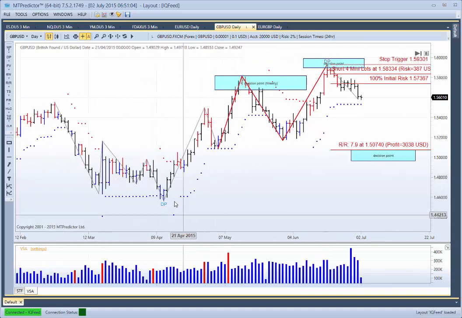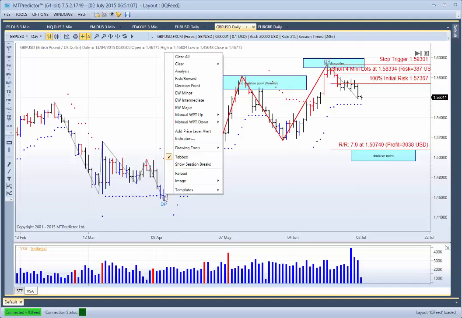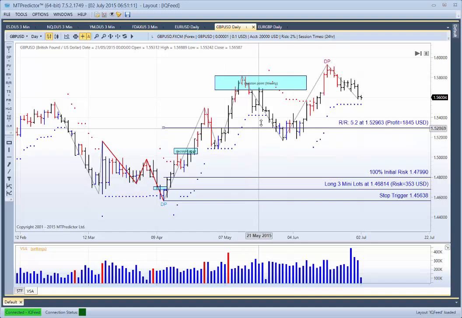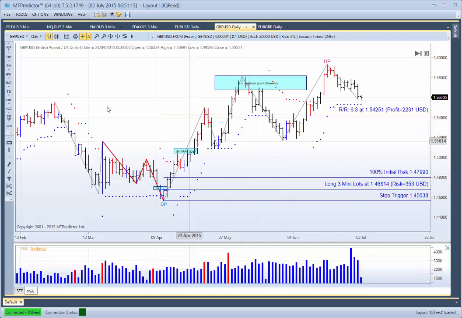In fact, I just want to have a quick look at this DP buy down here, because this would have been really good as well. There'd be our DP buy. You could have trailed with your ATR stop and come out for a very nice profit indeed.